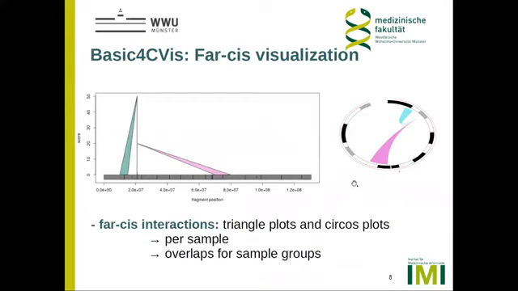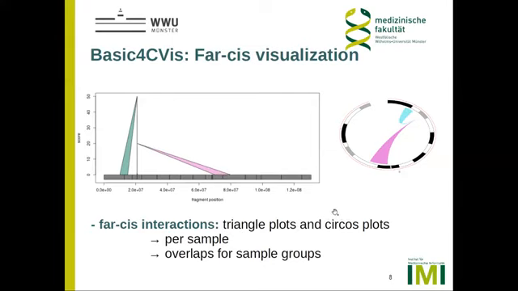Then we have the 4C visualization. There we have chosen a so-called triangle plot, which basically only shows the viewpoint here as a spike. And then depending on whether there's a score or not, we also plot the score here on the y-axis. And then we just visualize a triangle reaching out to the interval as specified in the interaction. The same visualization technique is used for overlaps. So if there are sample groups and they have an overlapping interaction region, this is also visualized just with triangles.